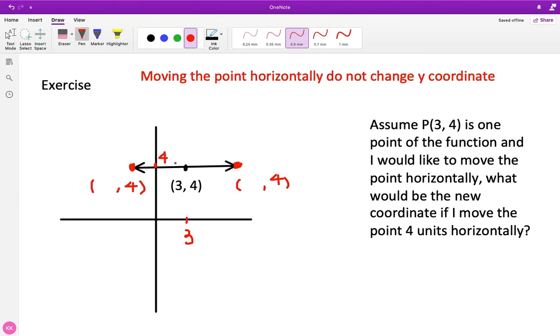The x coordinate here is 3, right? I'm moving 4 units to the right, so I'm adding 4, and I get 7. At this point, I'm moving the point to the left 4 units, so I subtract the 4. I take 3, subtract 4, and I get -1 here. So this is my new coordinate for these two points.